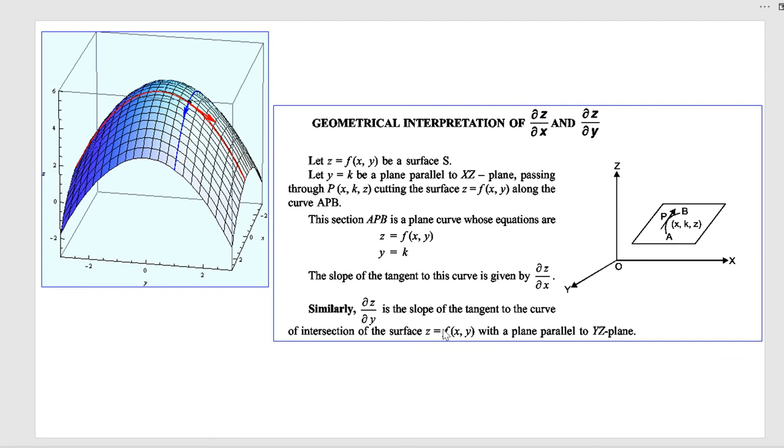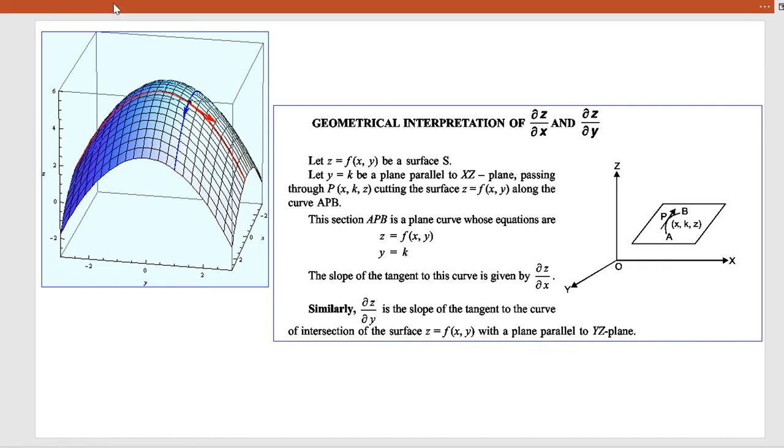Okay, so now the geometrical significance that I wanted to tell you. So let us inform about the geometrical significance. What is the meaning of geometrical significance?